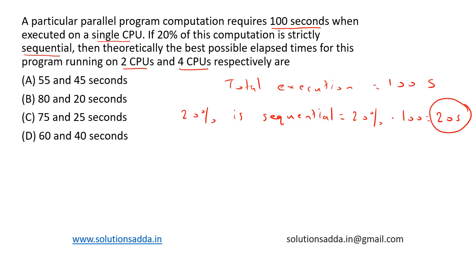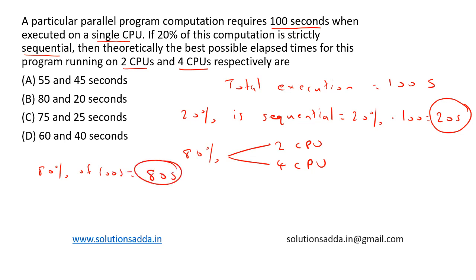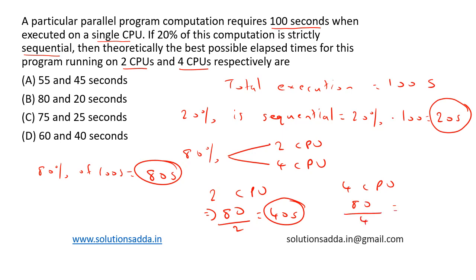Now the rest of the program, that is 80%, is run on 2 CPU as well as 4 CPU. So 80% of 100 seconds is 80 seconds. Now in 2 CPU, this can be divided into 2 parts, that is 80 by 2. We can run it in 40 seconds. And with 4 CPUs, it can be 80 by 4. So it can be 20 seconds.